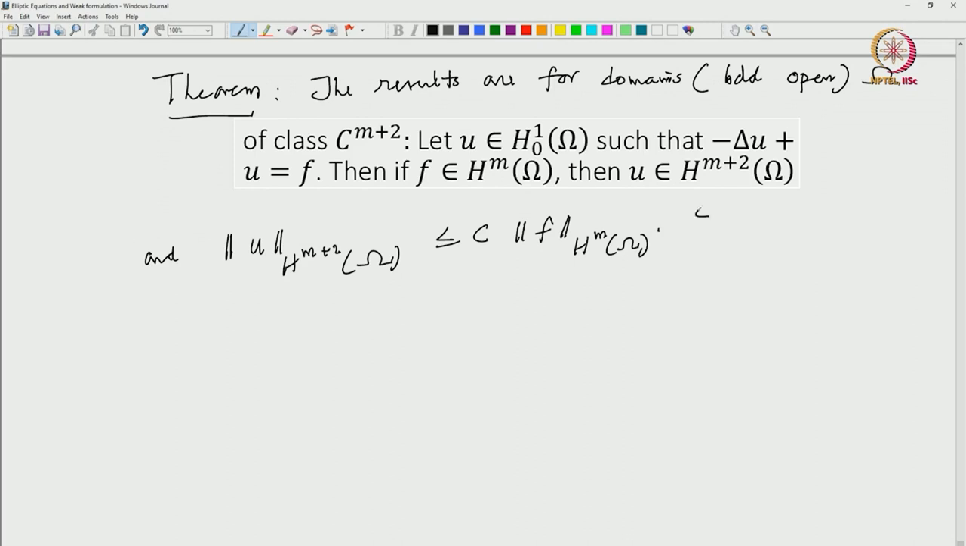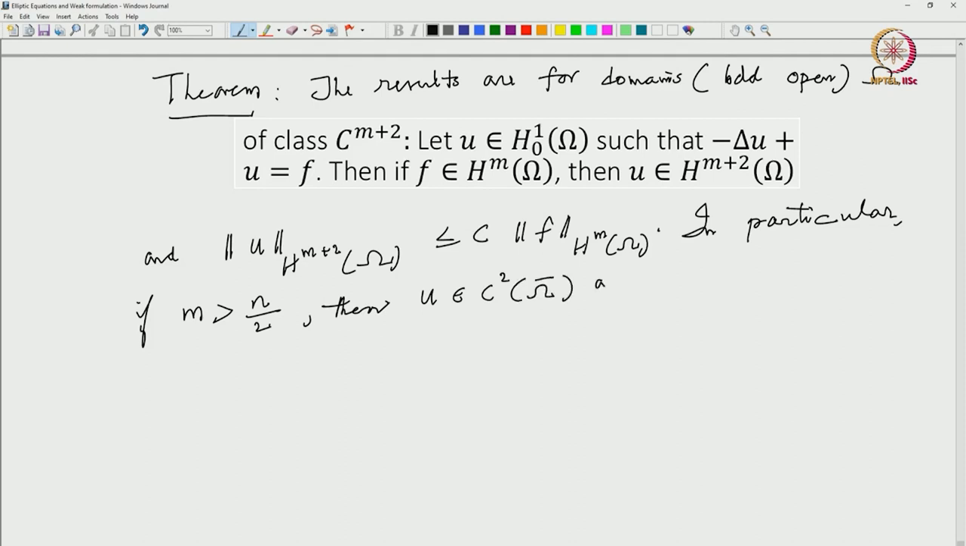In particular, you apply the embedding, if m is greater than n/2, then u is in C² of Omega bar, and hence u is a classical solution.